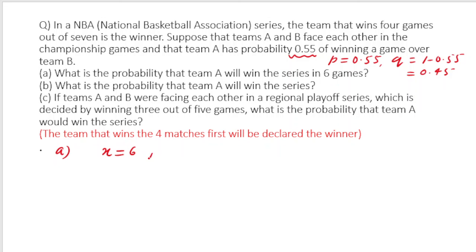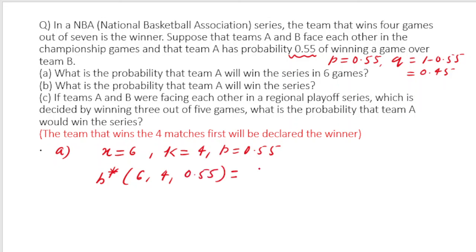So x is equal to 6, and team A has to win the series, means it has to win 4 matches out of 6 matches. So k will be equal to 4. And what is the probability of success? That is equal to 0.55. So what is the probability that we have to calculate using the negative binomial distribution? NB(6, 4, 0.55), where x is 6, 4 is the number of successes we need, and 0.55 is the probability of success.